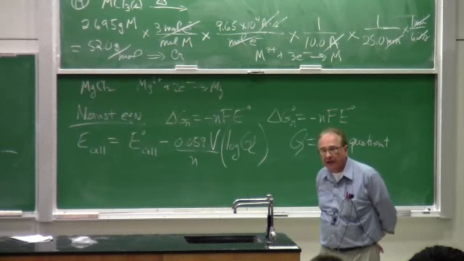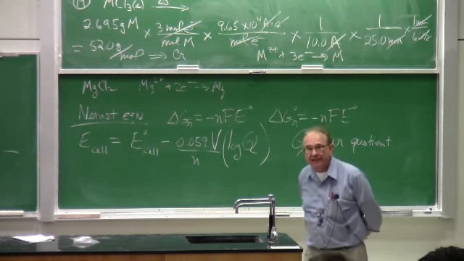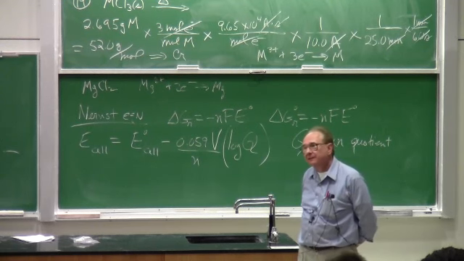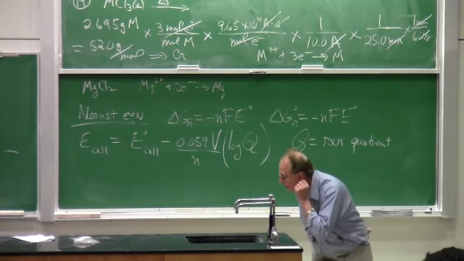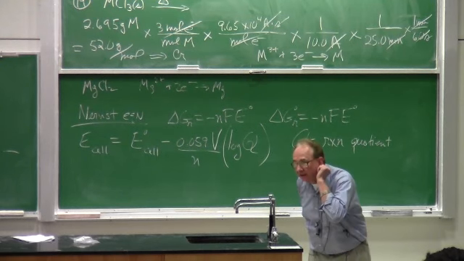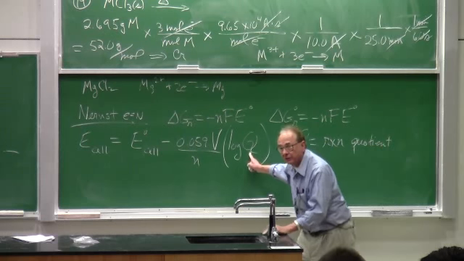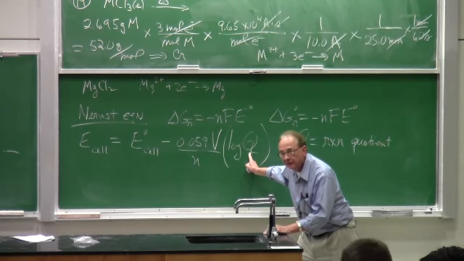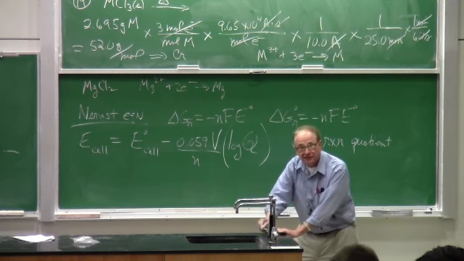What is it? If I'm at standard state conditions, what's the log of Q? 0. Because Q is equal to 1 at standard state conditions. So at standard state conditions, E cell is the same as E0 cell.